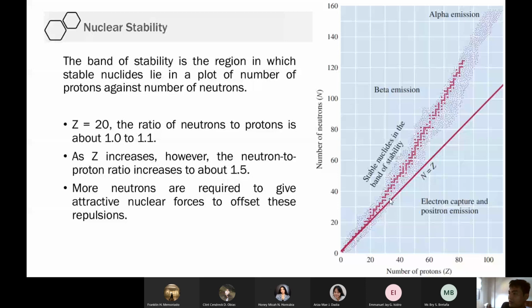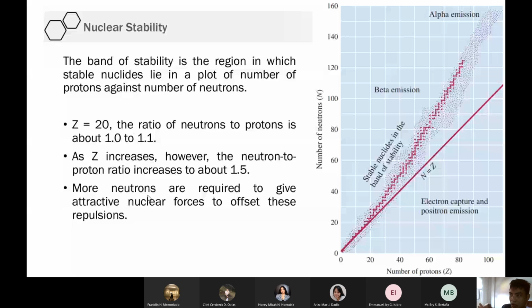Okay? So, yan. So, when your Z is equal to 20, when your atomic number is greater than 20, then it starts to deviate from the 1 to 1 ratio of neutron and proton. Okay? As the number of protons increases, the neutron to proton ratio increases to about 1.5. So, ang idea lang dito is that, kapag lumalaki na yung nucleus mo, mas marami ng neutrons yung kailangan to stabilize the atom.